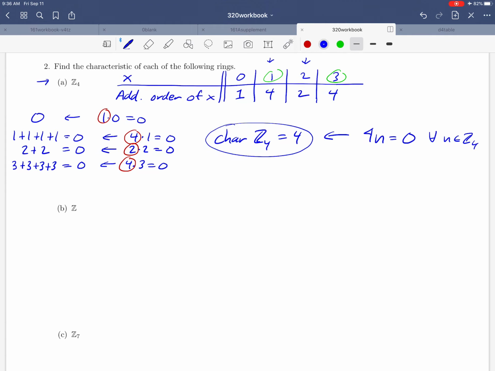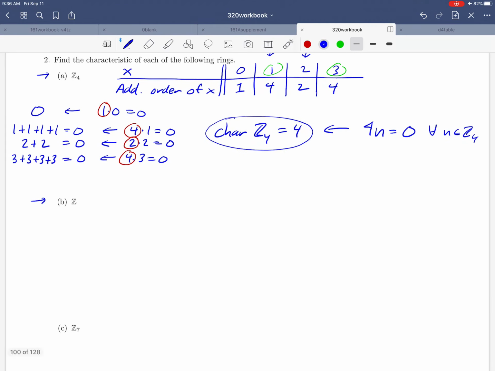Let's move down and also do part B, just to conclude this video. What would the characteristic of the ring Z be? Question for you: is it always possible to take an integer and add it to itself enough times to get us back to zero? If you think about it, it usually isn't. Take the unity element, for example, one. If you take 1 and start adding it to itself, 1 plus 1, 1 plus 1 plus 1, and so on, can you ever add 1 to itself enough times so that you'll get back to 0 in Z? No. You're just going to keep getting bigger and bigger, and so 1 actually has infinite additive order.